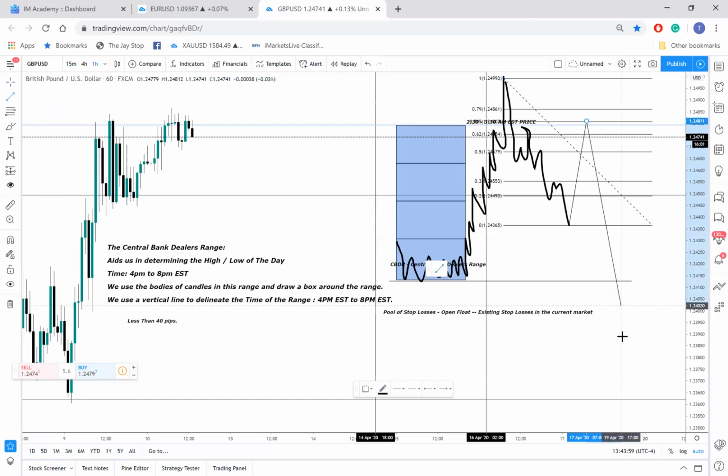And they drag it down below the equal lows, aka the drawn liquidity from the central bank dealers range. And that'll be the day. A lot of times you see this market profile happen in the market. And this would be for a bearish day. Right? So the central bank dealers range is from 4 p.m. to 8 p.m. Eastern.